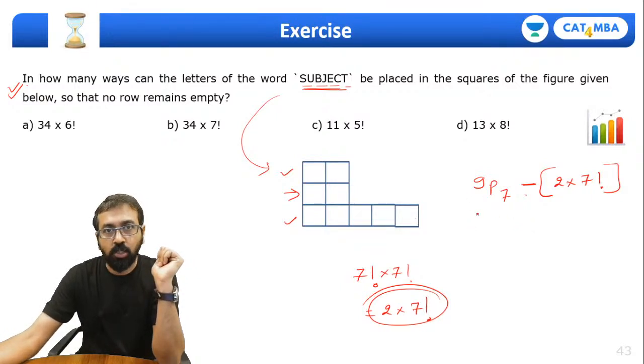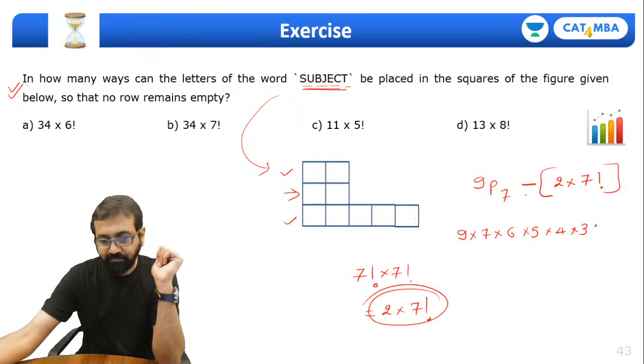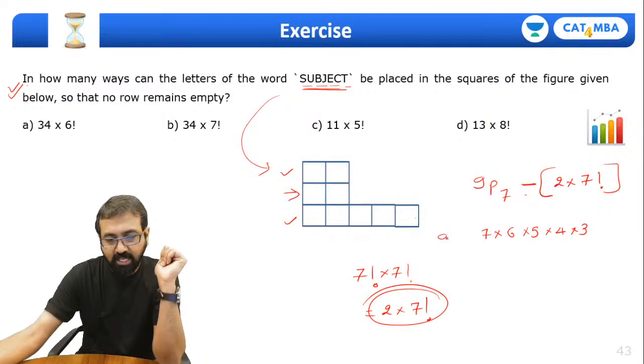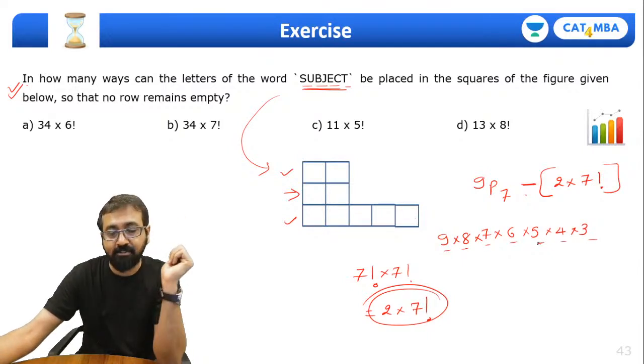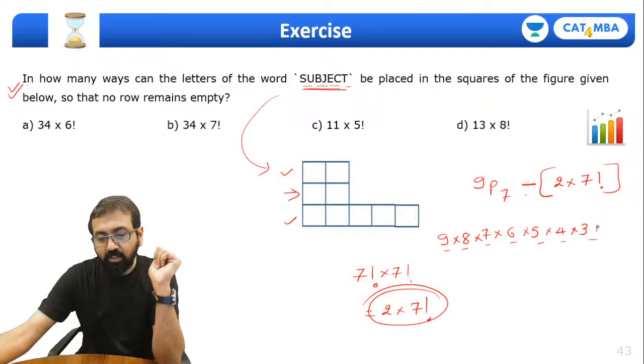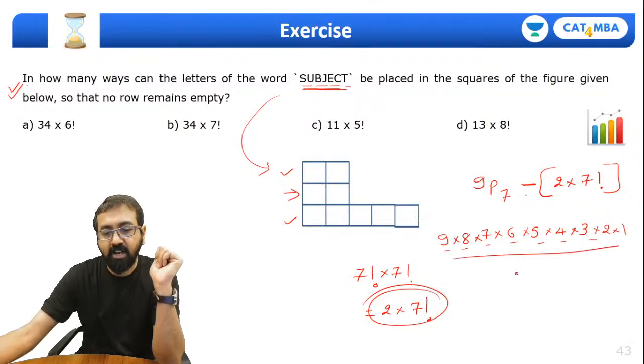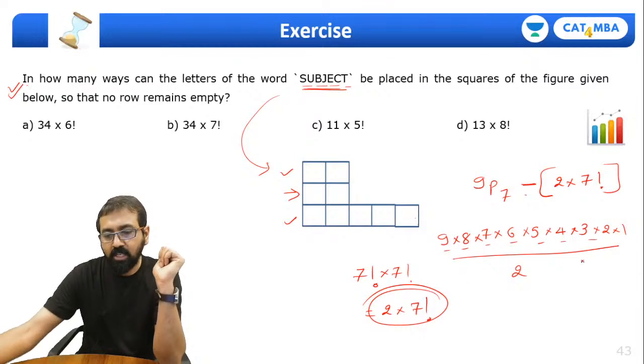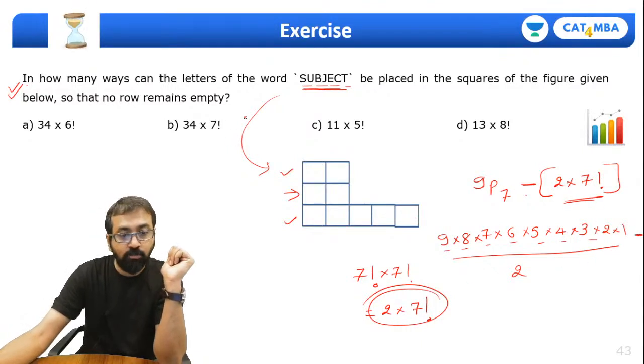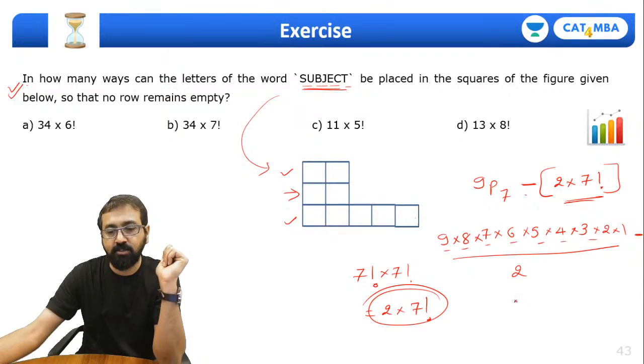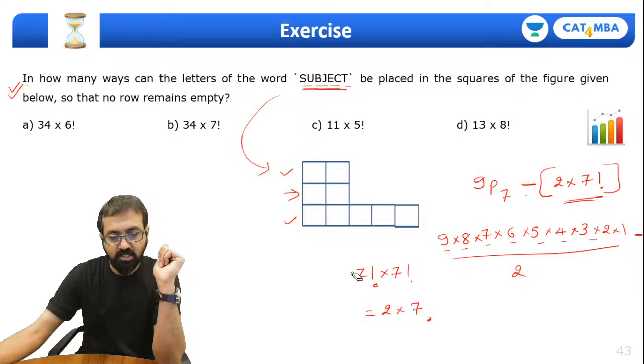So 9P7 is what? Now understand 9P7. It's nothing but 9 into 8 into 7 into 6 into 5 into 4 into 3, we have written 7 steps backward. Okay, what if I put 2 into 1 over here and I divide it by 2? 2 into 1 is 2. Now I need to subtract this part out of that. I'm just trying to match it with the answer. So let me just erase this part.